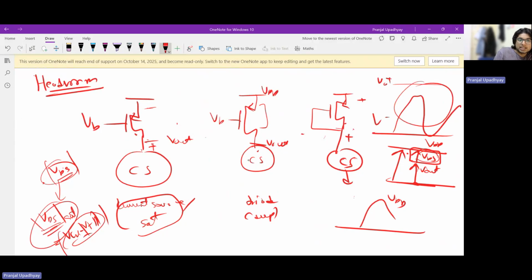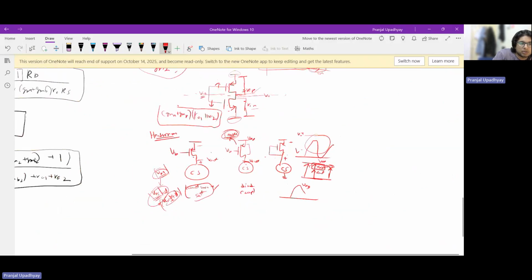In triode load, this consumes lesser voltage headroom. And I think you should be able to comment on why: it's because it's in deep triode, which means that the VDS value is already too low. That's why it is in deep triode to begin with. So that means my output can swing higher, because here the VDS value is lesser. So that's the basic idea.